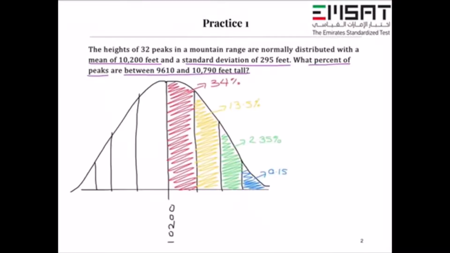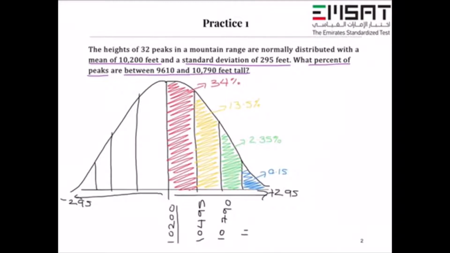So after we have drawn and labeled our normal distribution graph, we are going to add 295 on this side, and we are going to subtract 295 on this side from 10,200, which is our mean. So adding the numbers here, we're going to have 10,495. Here we're going to have 10,790. Here we're going to have 11,085.